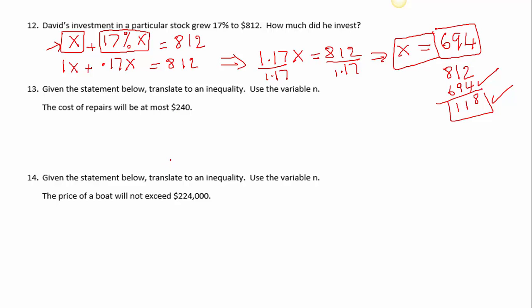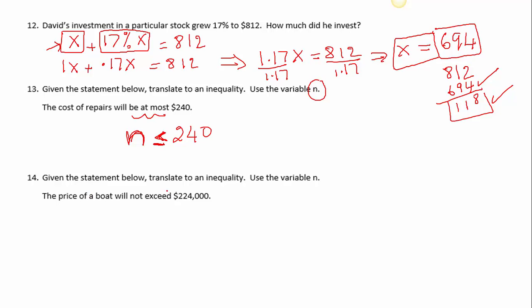Given the statement below, translate to an inequality, use the variable n. So make sure to use the variable n. The cost of repairs will be at most 240. At most means less than or equal to 240. So the maximum is 240 or less, right? That's what it says, will be at most. So the value of n will be at most 240. That means less than or equal.